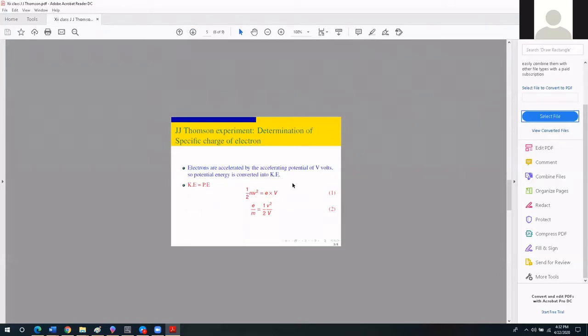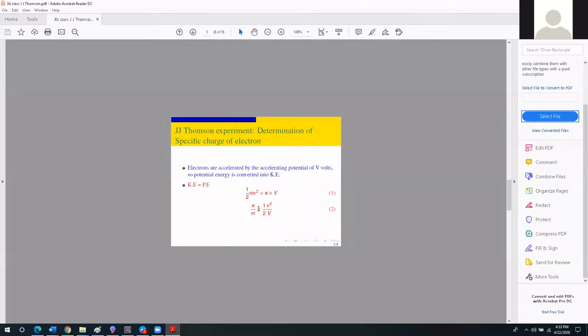Look, if V be the accelerating potential between the cathode C and anode A, then electrons will have potential energy at the cathode C, and that converts into the kinetic energy at anode A. So, from the principle of conservation of energy, kinetic energy of electron at the anode must be equal to potential energy of the electron at the cathode C. So K equal to PE. K means half mv square, which is equal to the potential energy eV.